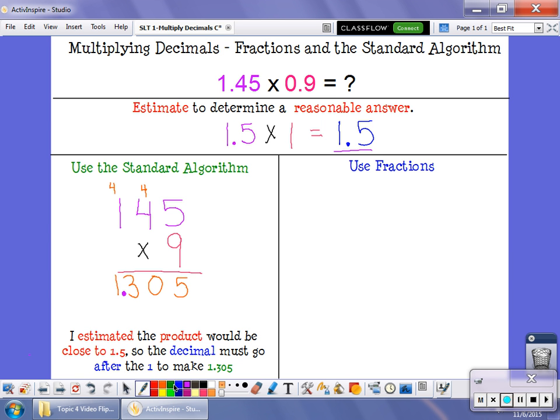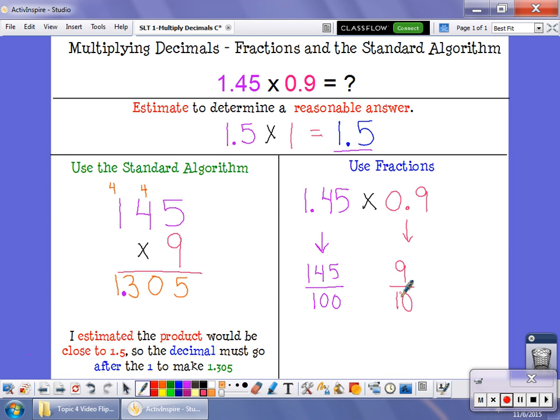Now let me show you how we can also do this problem using fractions. We know that decimals and fractions are related. This is 1 and 45 hundredths, which is actually the same as saying 145 hundredths. And we're going to multiply this times 9/10, which is the same if we write it as a fraction as 9/10.